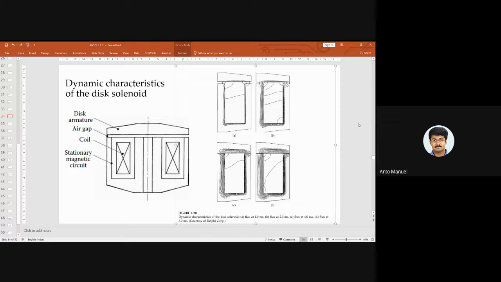As time goes up, the disk armature comes near to our coil, then the air gap is reducing, and also the magnetic flux linking of the system is increasing. I just mean to say that the air gap is decreasing, you can see that, and the magnetic flux is increasing as time goes up when we are applying the voltage to the system. And this is how the magnetic flux is oriented throughout the system when we are applying a voltage in different time periods.